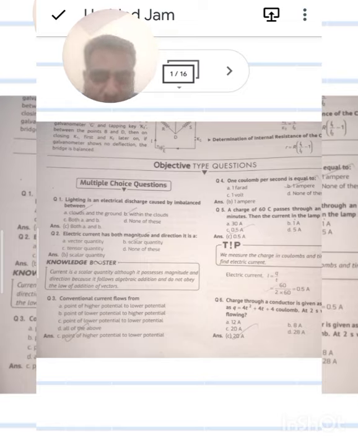Question number 1 says that lightning is an electrical discharge which is caused by imbalance between... The answer is cloud and the ground, and with the clouds. So option C is right, the one having both A and B.